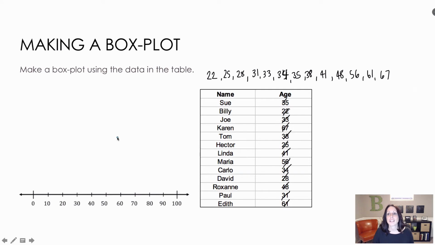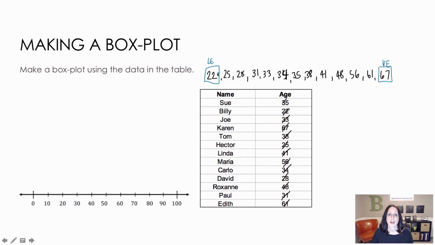There are 5 pieces of information that I need. One of them, of course, is my lower extreme or minimum. One of them is my upper extreme or my maximum. And then I'm going to use what I know about a median. So we just talked about how to find a median. I'm going to count in.